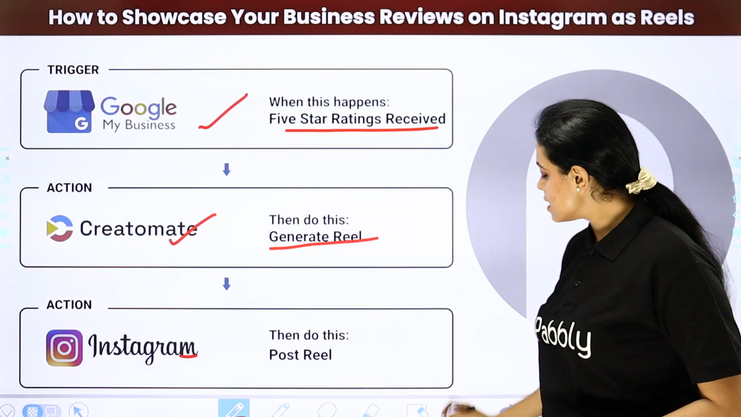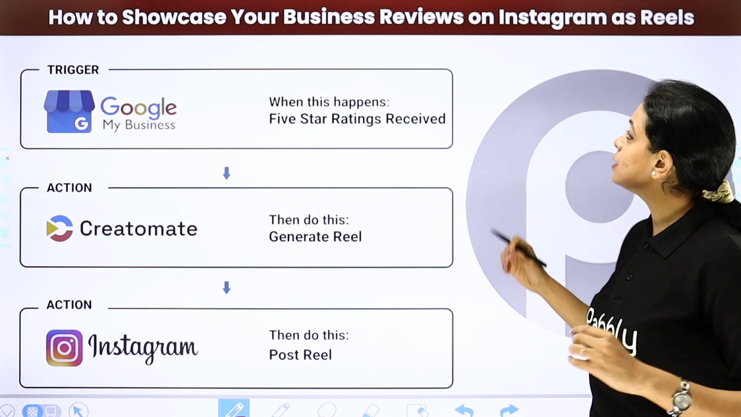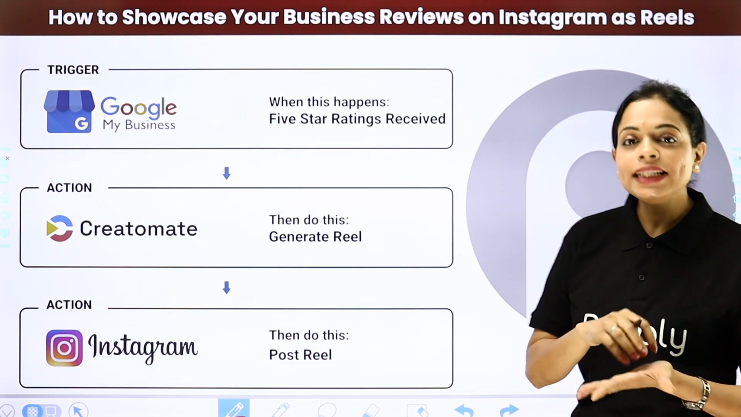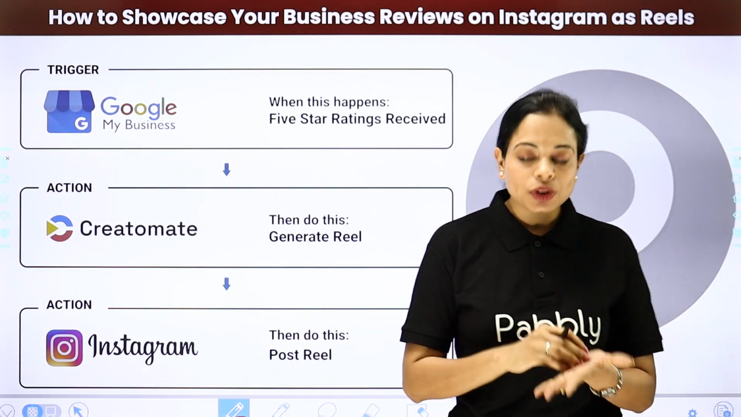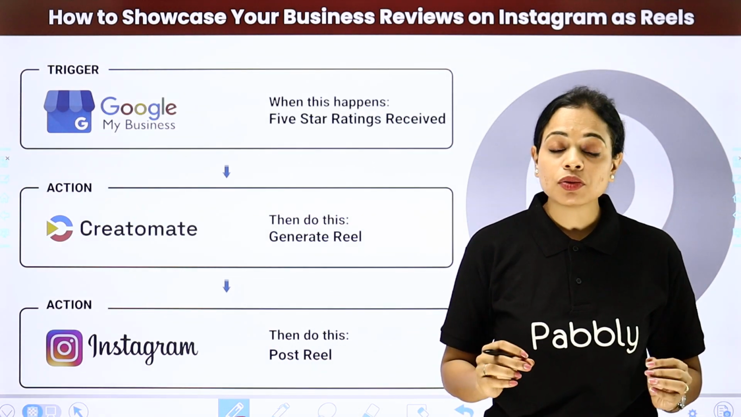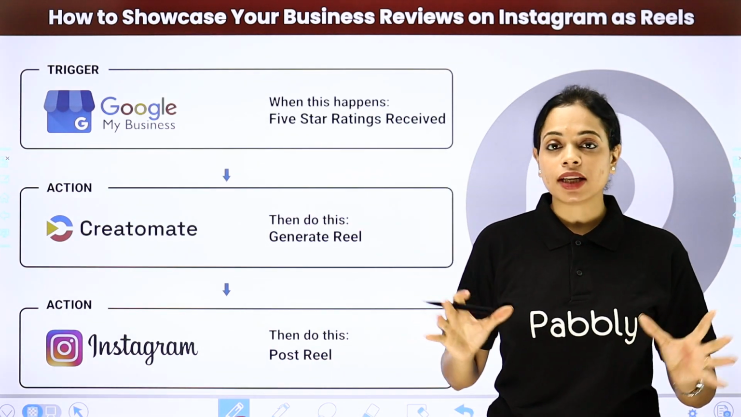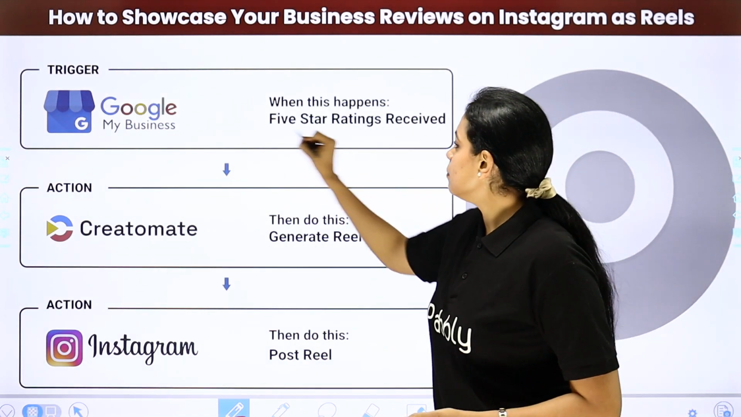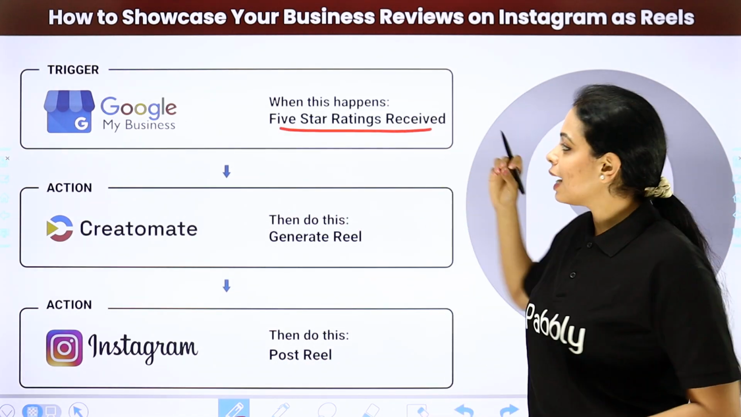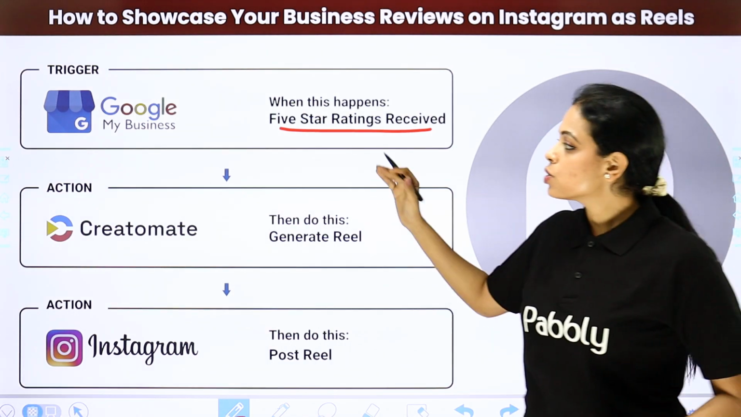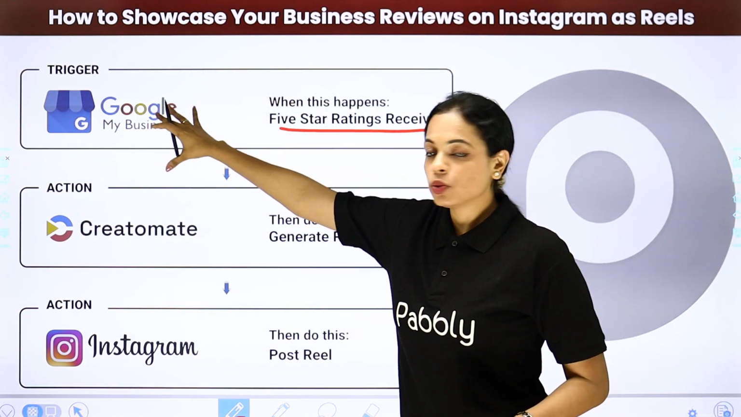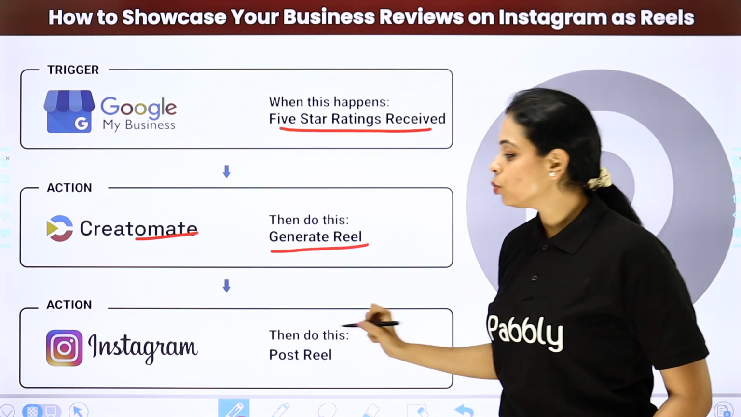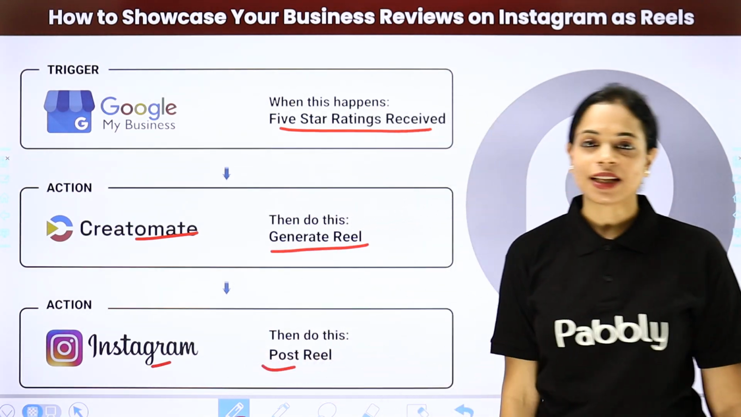The next one here is how to showcase your business reviews on Instagram as reels. Now if you have ever created a reel, you know that it takes a lot of time in creating a reel, selecting a music and everything. Here the entire automation is done for you. Every time there is a product which has received a 5-star rating, like on your Google business, then automatically with the help of Creatomate, you will generate a reel and then it is posted on Instagram.